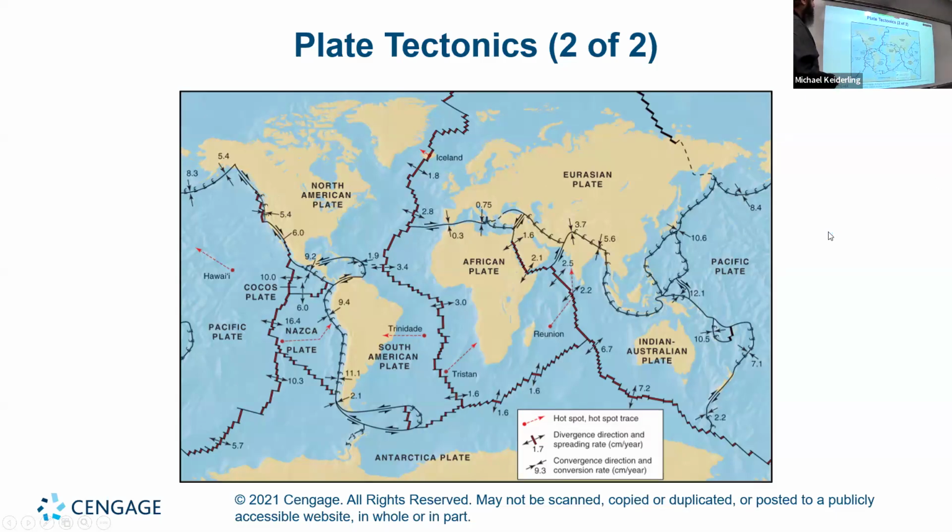So here are the 20 or so plates. There's some big plates like the North American plate, the Pacific plate, the South American plate, the African plate, the Eurasian plate, the Indian Australian plates, but there's also smaller plates. Like there's this tiny plate here that's off the coast of the Pacific Northwest. There's the Cocos plate, there's the Caribbean plate, the Nazca plate down here, Saudi Arabian plate, things like that. So there's about 20 total plates. And they vary in size.